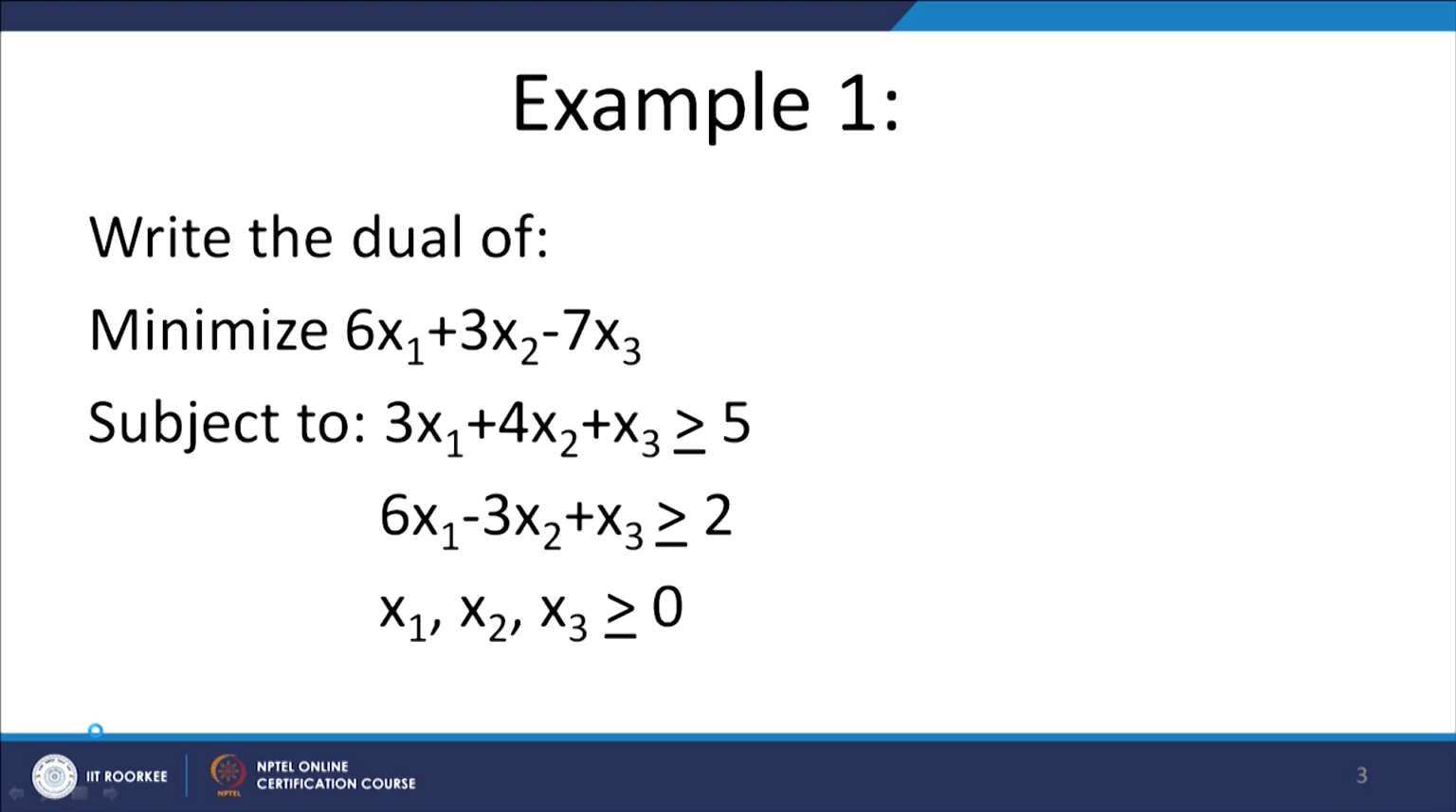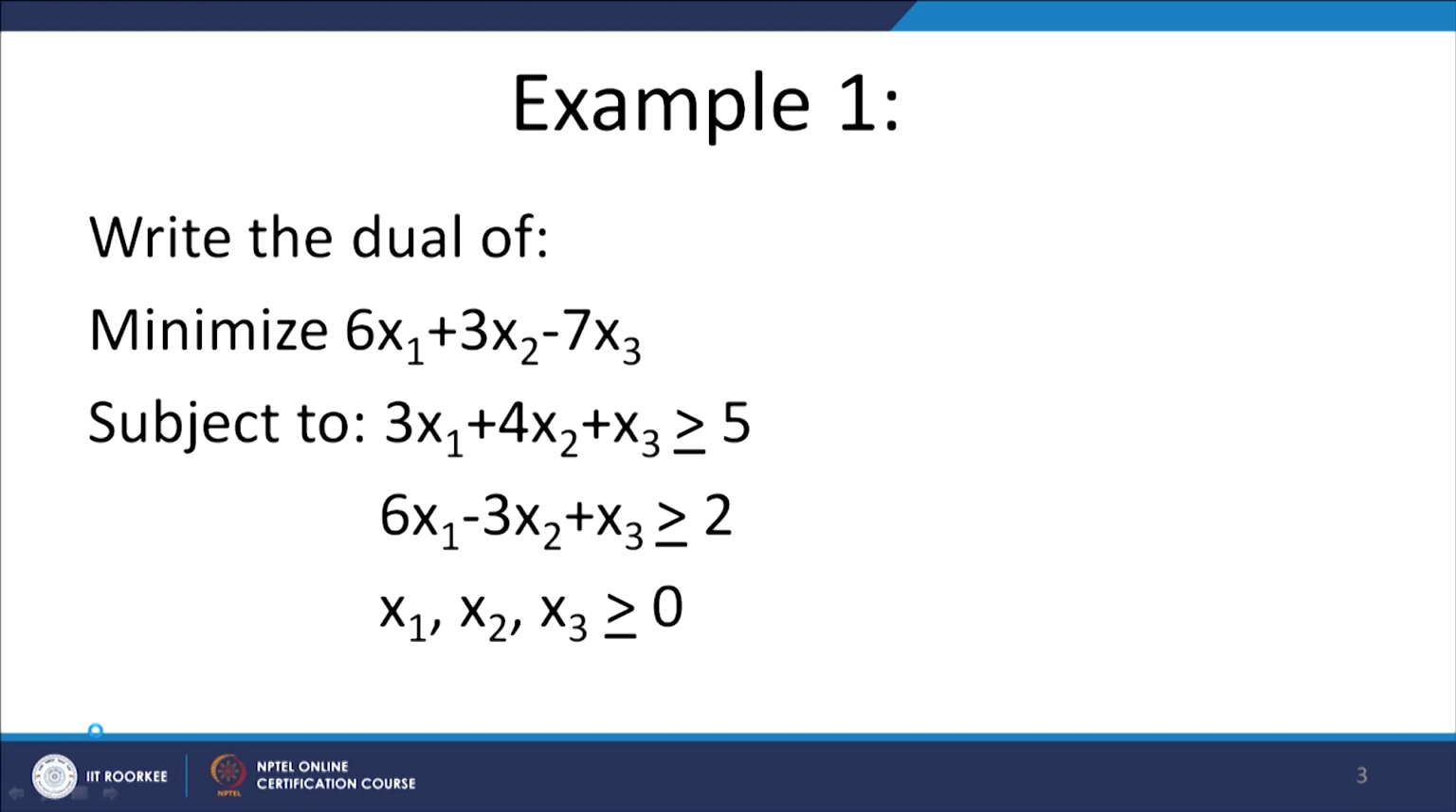Minimize 6x1 plus 3x2 minus 7x3 subject to 3x1 plus 4x2 plus x3 greater than or equal to 5, 6x1 minus 3x2 plus x3 greater than or equal to 2, and all the variables x1, x2 and x3 greater than or equal to 0. Now, in such type of problems, you have to make sure whether the primal is in the standard form of the primal.